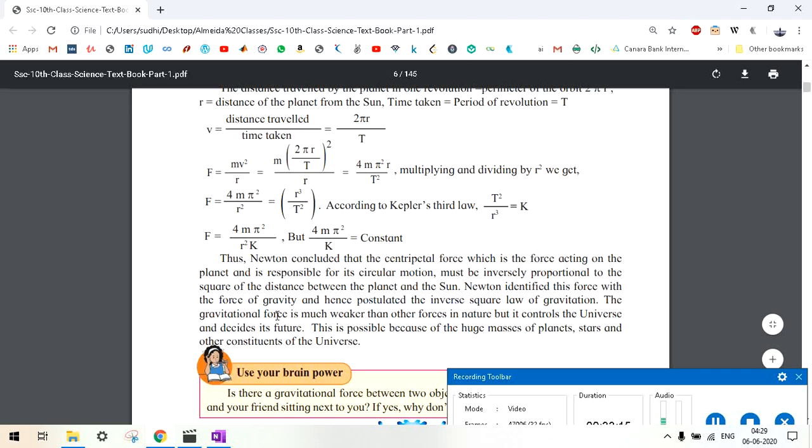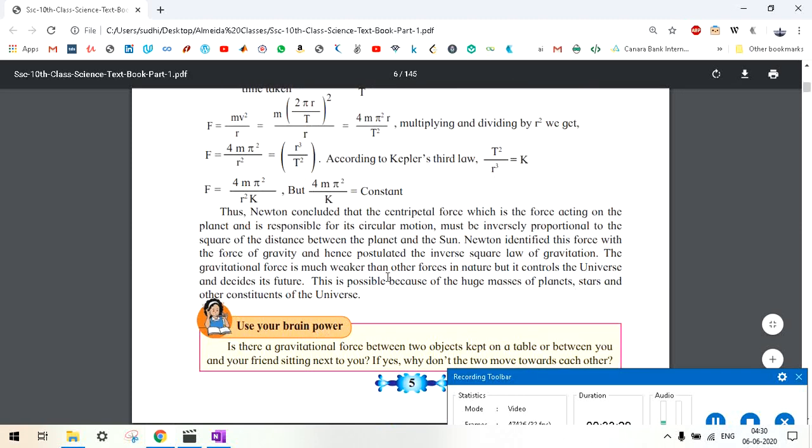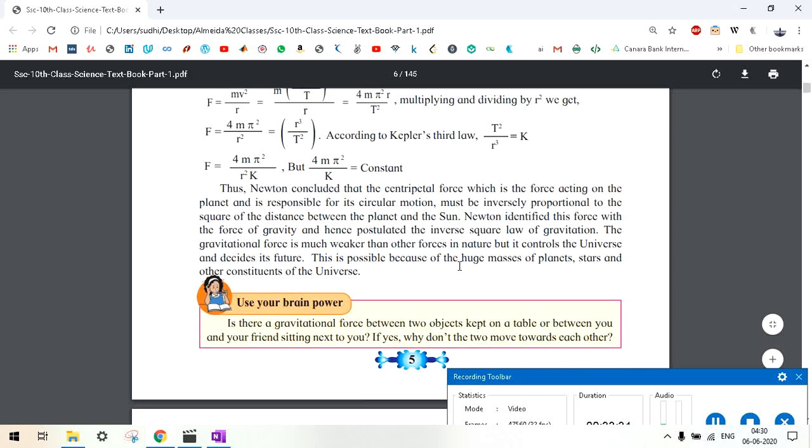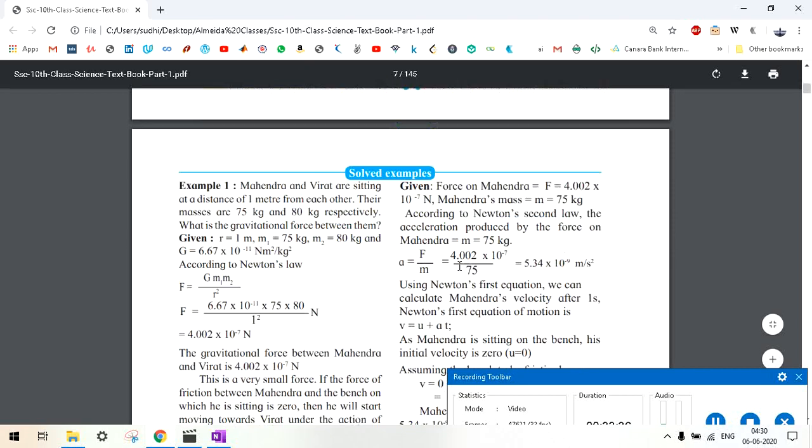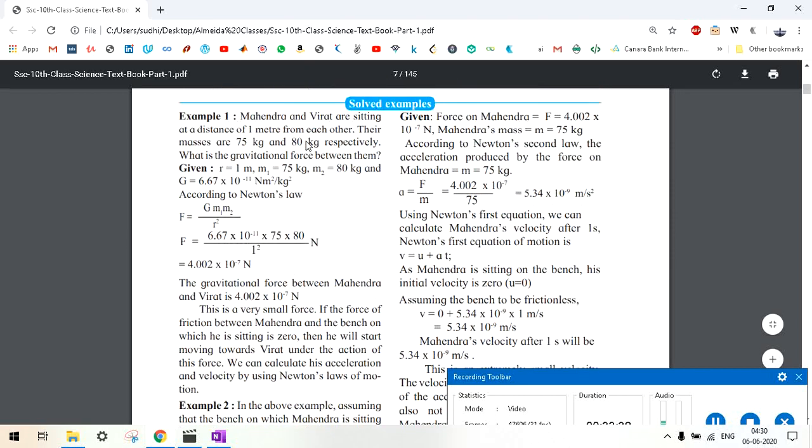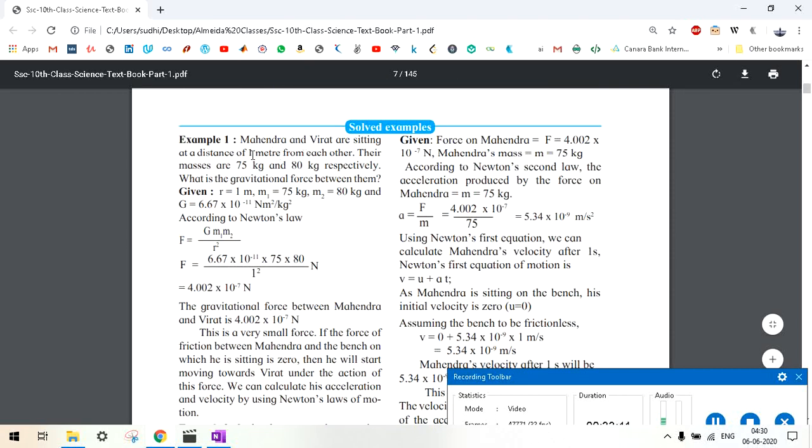The gravitational force is much weaker than other forces in nature, but it controls the universe and decides its future. This is possible because of the huge masses of planets, stars, and other constituents of the universe. You must remember this line: the gravitational force is much weaker than other forces in nature. Now we will talk about these examples. These are very basic and simple examples. If Mahendra and Virat are sitting at a distance of 1 meter from each other, the masses are given, and it is asking about the gravitational force.